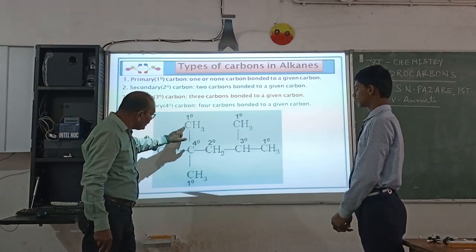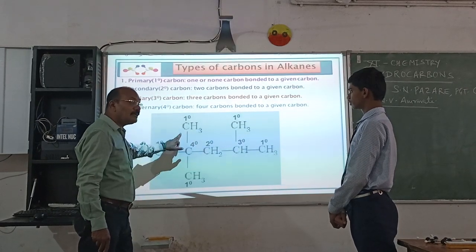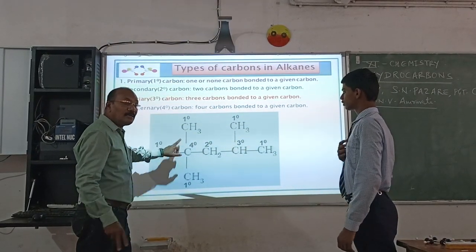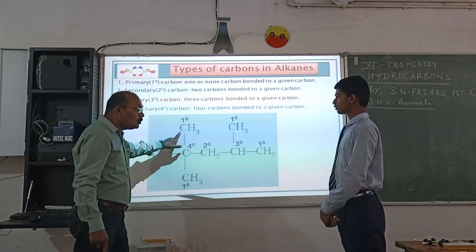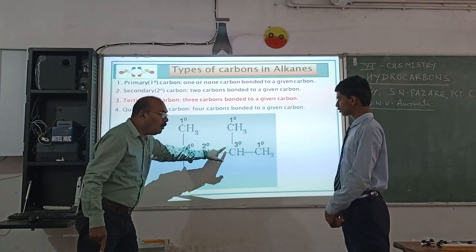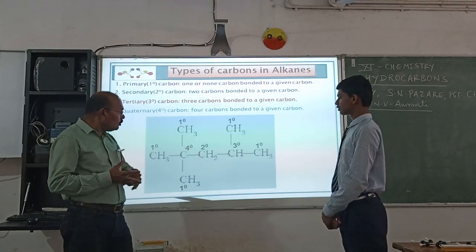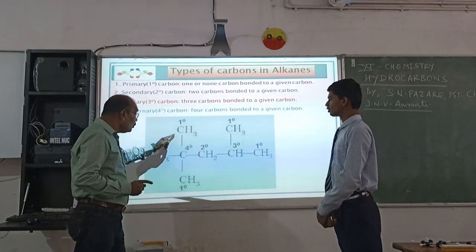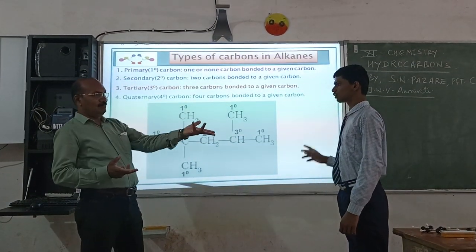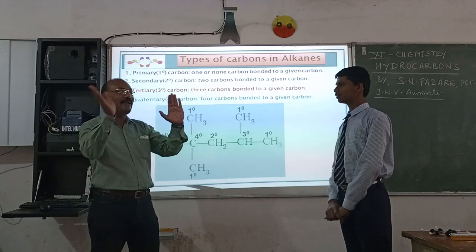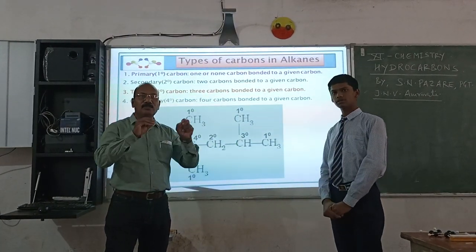At the second carbon atom, 2 methyl groups are there. Therefore, it is called dimethyl. At the second carbon, 2 methyl groups are there. So the name is 2,2-dimethyl-4-methyl pentane. This is the name. Or you can give the name 2,2,4-trimethyl pentane.